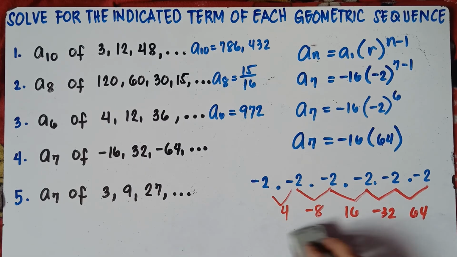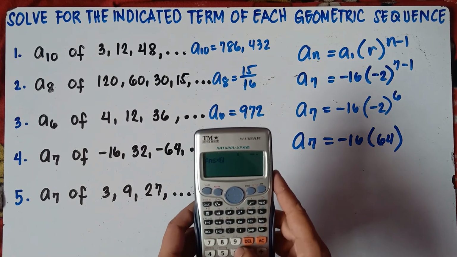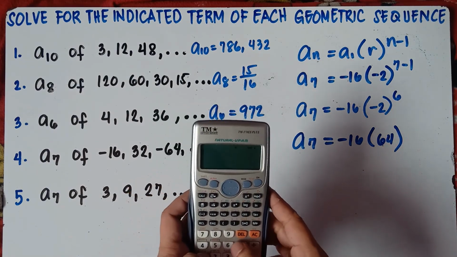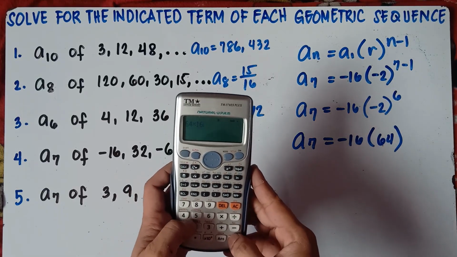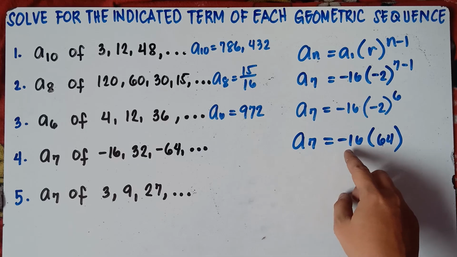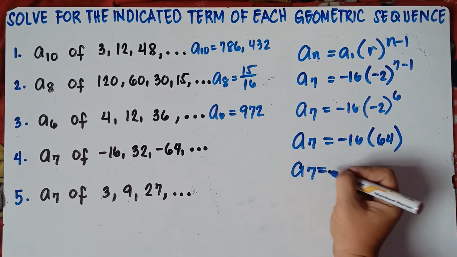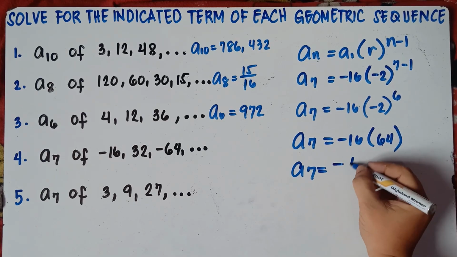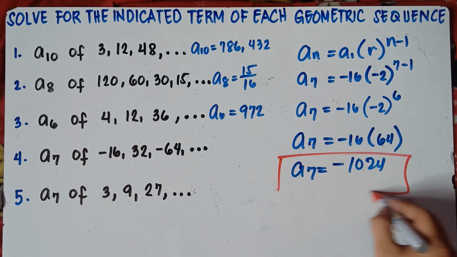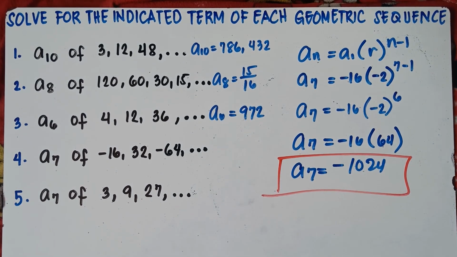Alright, so positive 64 times 16, let me just use the calculator. 64 times 16, that's 1024. It should be negative, class, because negative times positive is negative. So a sub 7 would be negative 1024. Alright, so that's it, class. That's how you find the indicated term in each geometric sequence.